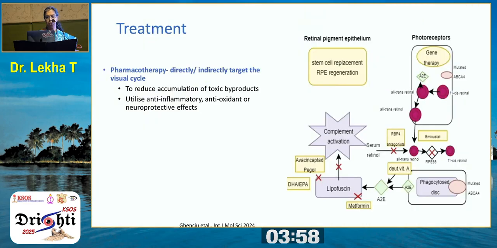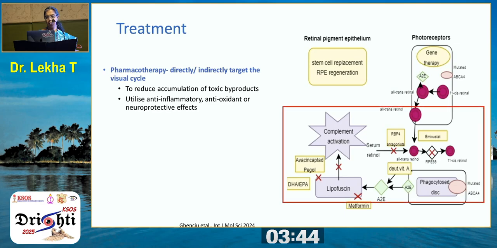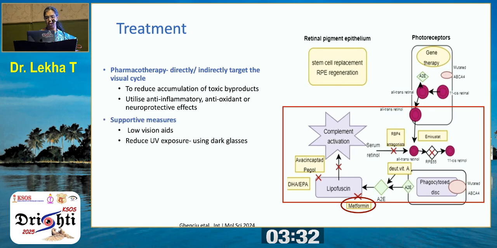We have heard it before, gene therapy or stem cell is still at the research level, but we can try to do something called pharmacotherapy, by utilizing agents for their anti-inflammatory, antioxidant, or neuroprotective effects, which can try to reduce the accumulation of these byproducts. Various agents are being investigated, of which one such agent is metformin. Because of its safety profile and affordability, we are also undertaking a trial on the role of metformin in Stargardt's patients. Supportive measures are extremely important.